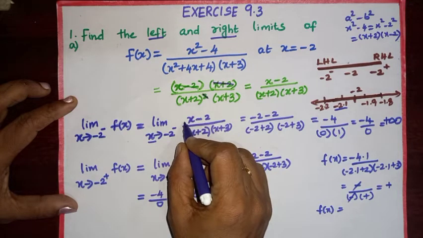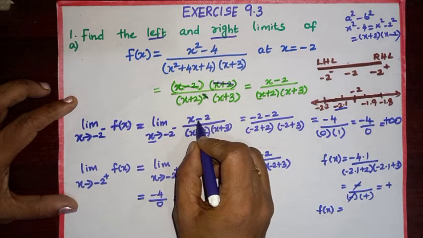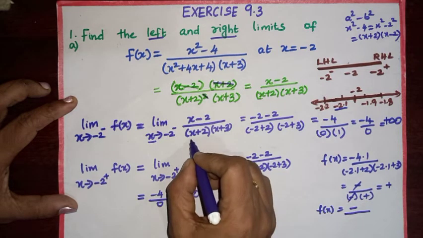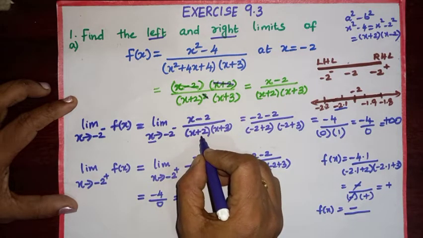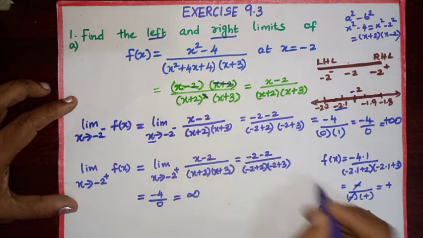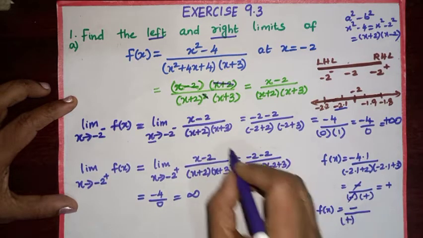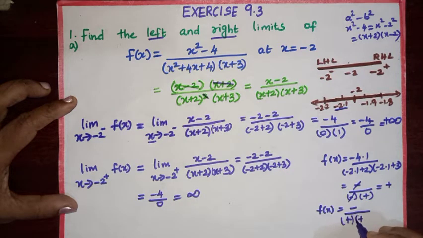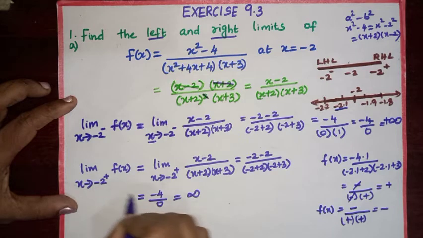minus 1.9 minus 2 is minus 3.9. So I am getting the numerator as negative sign. In the denominator, minus 1.9 plus 2 is 0.1. So I am getting a positive sign. Next, minus 1.9 plus 3 is 1.1. So that's also positive. So I am getting minus sign. So right hand limit belongs to negative infinity.